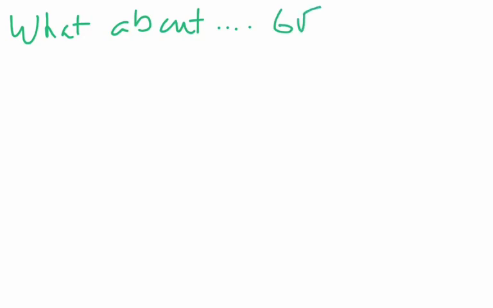6 root 5 plus root 45. So you might be tempted to say, well, look at the radicands, and you say, okay, well, the radicands don't match, therefore you can't add them. But before you're allowed to conclude that, you actually have to make sure that all of your radicals are simplified as far as they can.